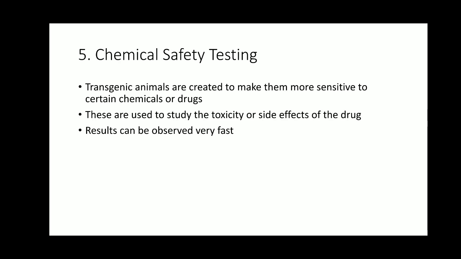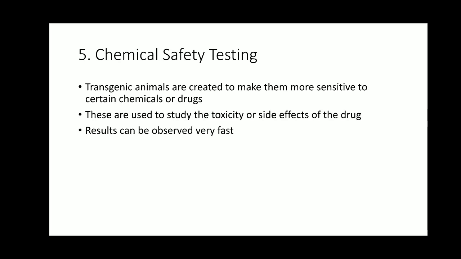The transgenic animals are initially created in such a way that they are made sensitive to certain chemicals or drugs. They are created in such a way that their response towards the chemicals is going to be very quick, so that the toxicity or side effects of the drugs can be studied. Whenever the gene coding for sensitivity to these chemicals is inserted into the transgenic animals, since the size of the animal is small, the results can be observed very fast. The response towards these toxic chemicals or drugs can be studied very fast.